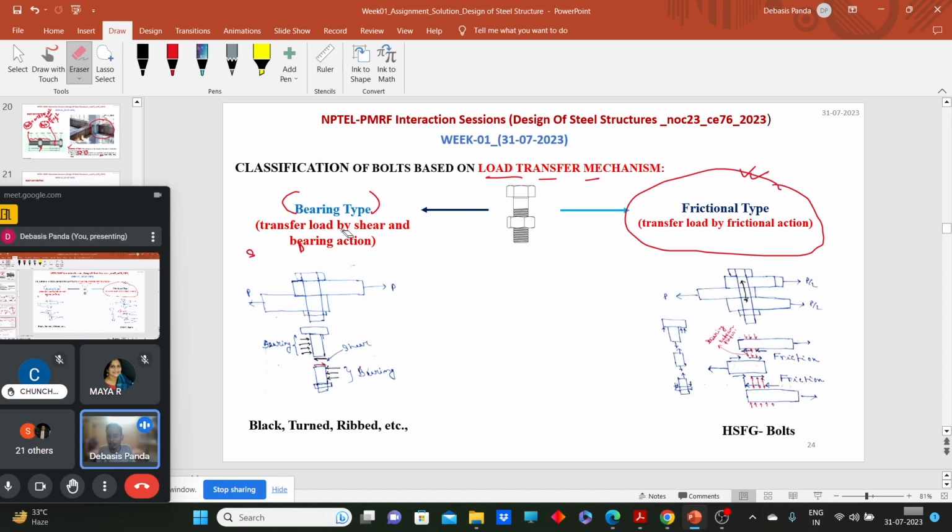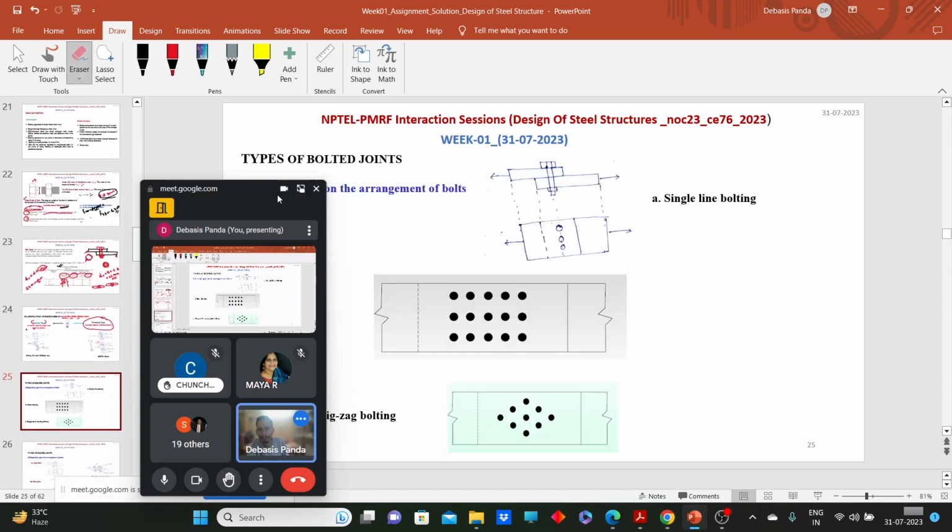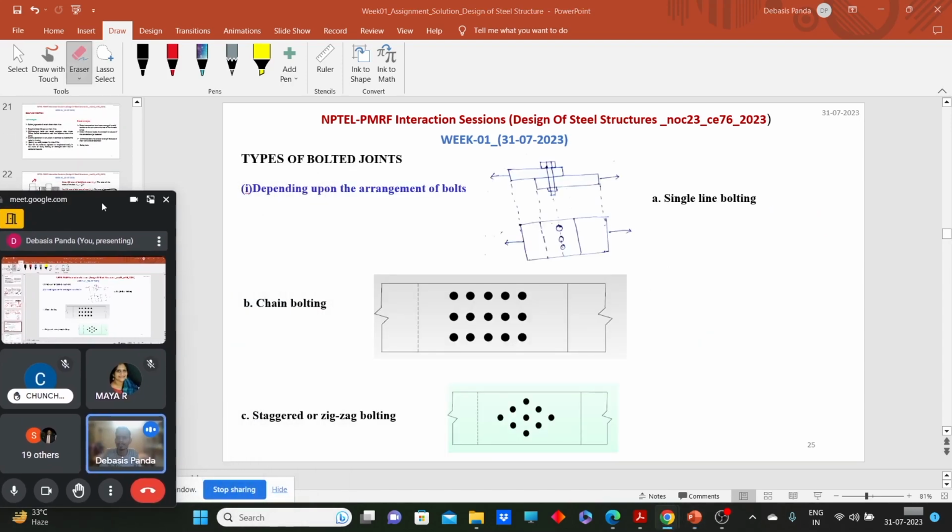So which kind of bolt should we use, or the bolt which I have used, should it be enough to withstand that load or not? Okay, now quickly go through some connection types. So types of bolted connections, let's quickly go through it.